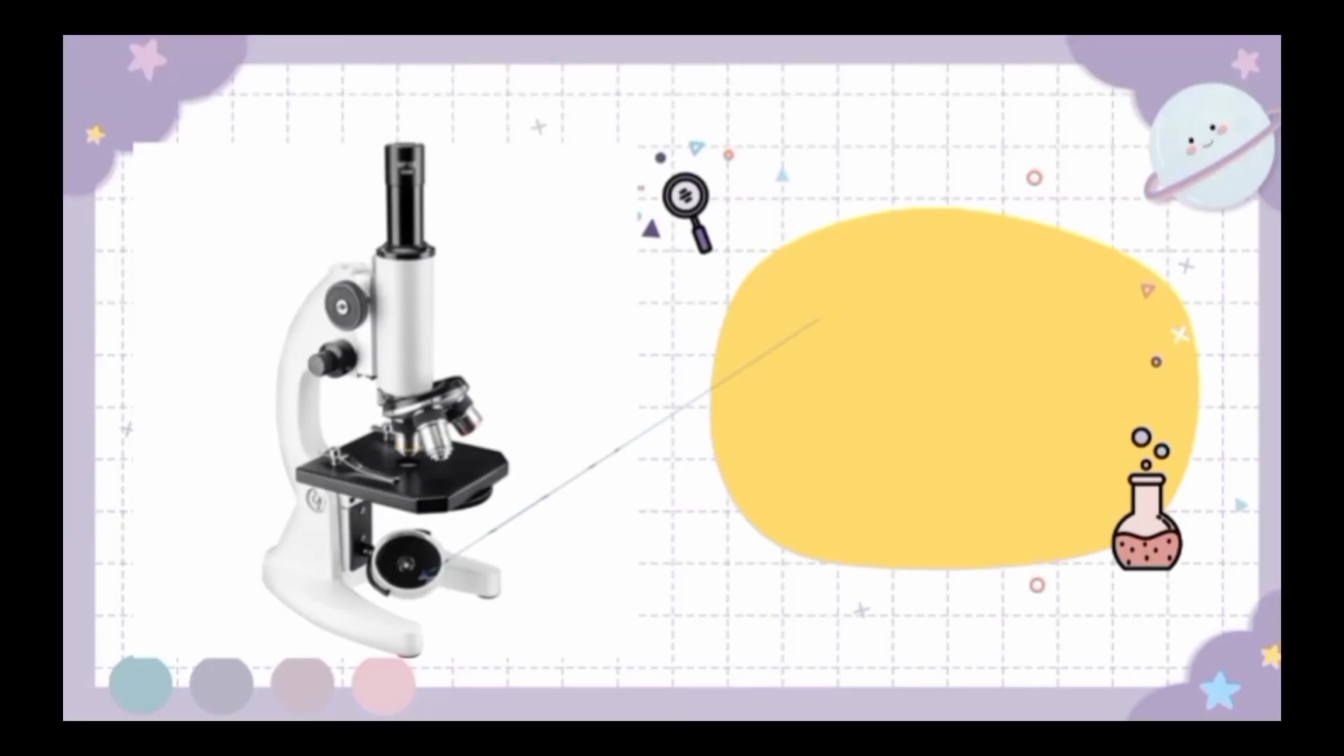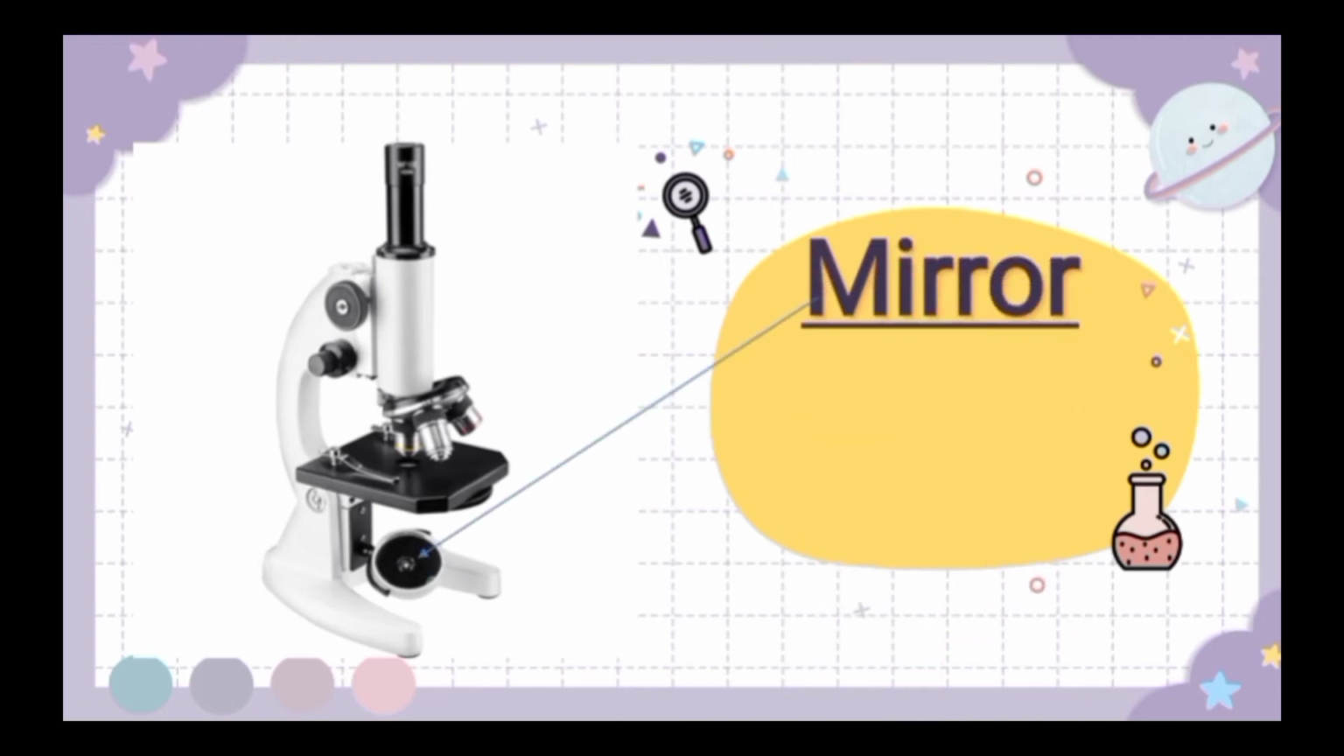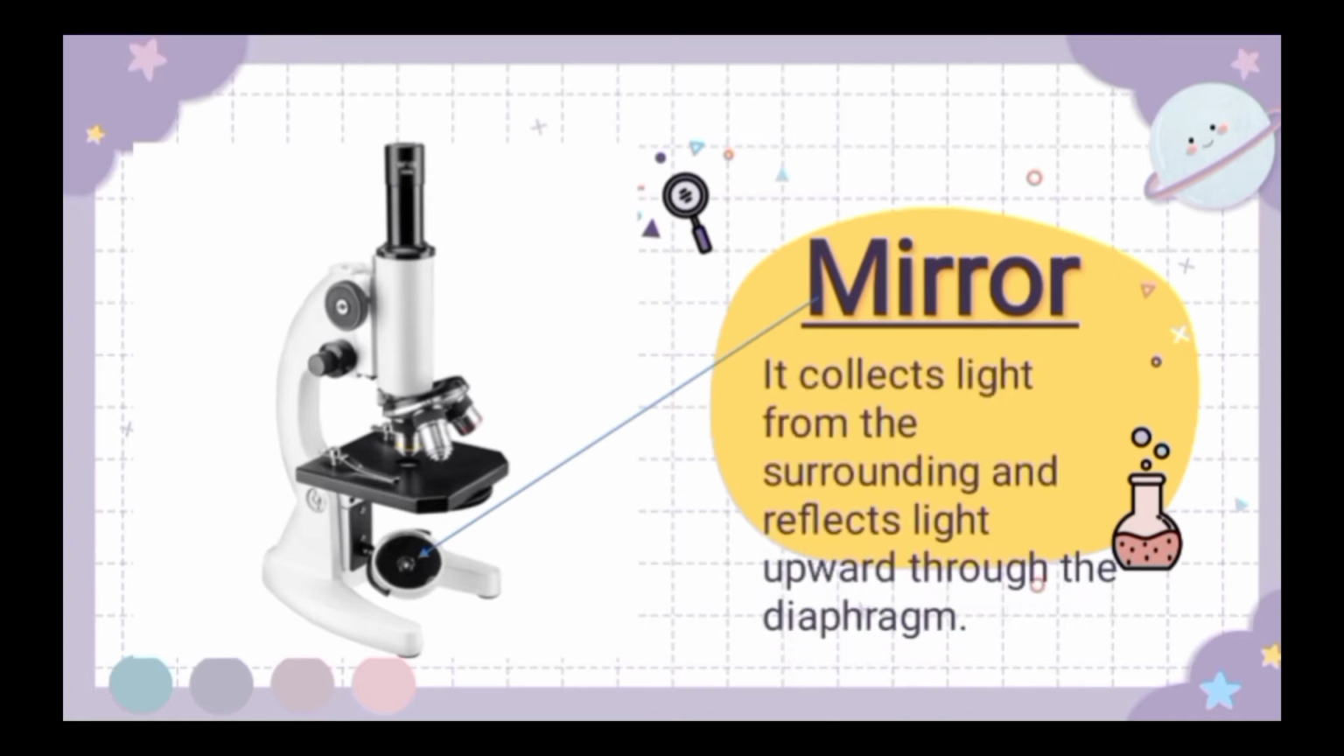Now, let's proceed to the last part of the microscope. What part of the microscope is this one? Very good. It is the mirror. It collects light from the surroundings and reflects light upward through the diaphragm.